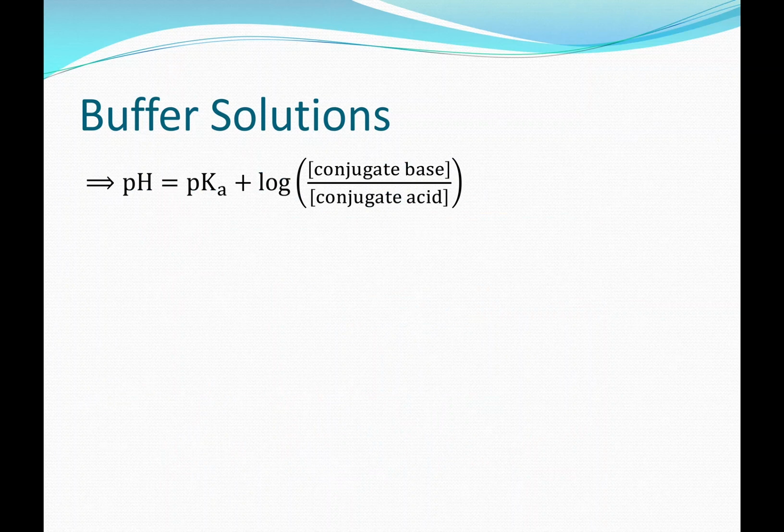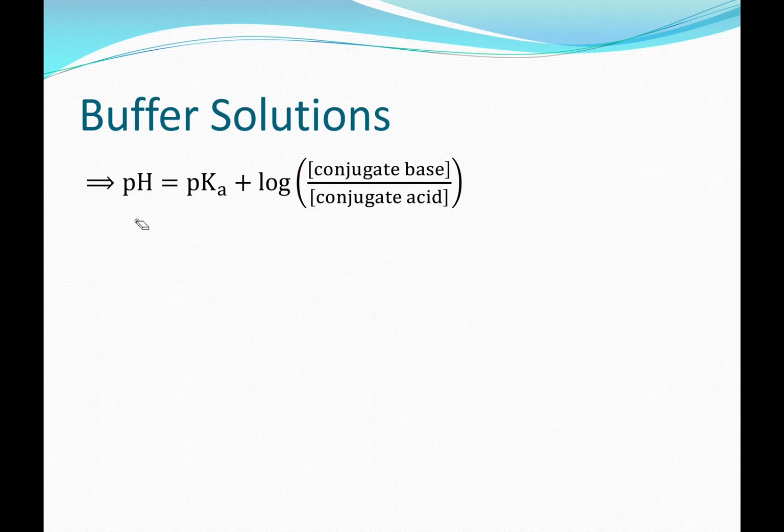Okay, so buffer solutions are basically just a special case of our common ion effect. And so because of that, we can use the Henderson-Hasselbalch equation that we derived earlier to figure out what the pH of our buffer solution is going to be. So again, the pH of our solution is going to be the pKa of the acid form of the thing that we're looking at, plus the log of the conjugate base concentration over the conjugate acid concentration.